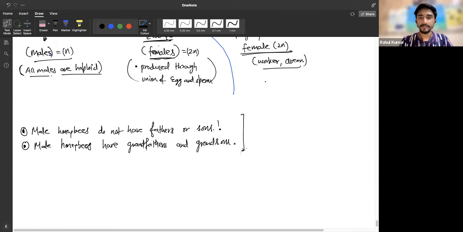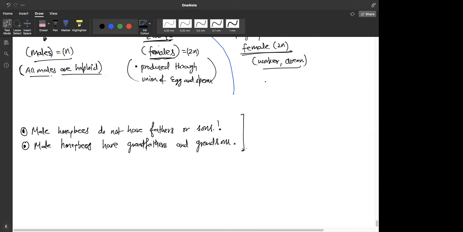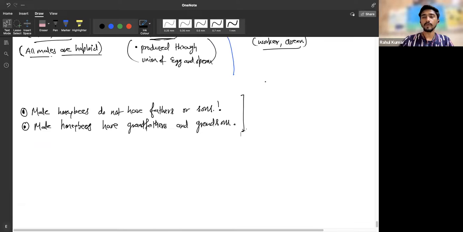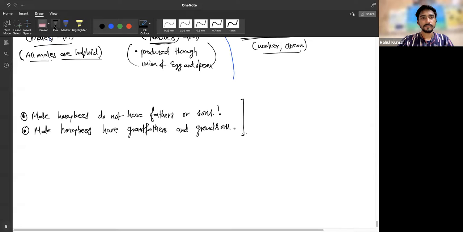Is sex determination clear to everyone? Yes. All these three types of sex determination. Apart from that, I'm giving you homework. This is not in NCERT, but I have seen two questions specifically. So this is your homework. Write it down.